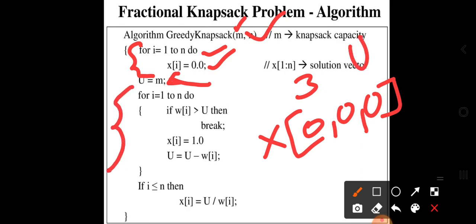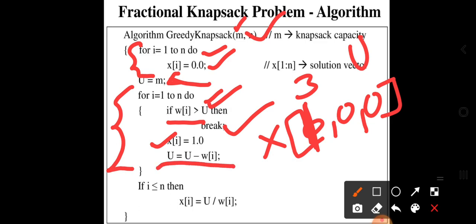Here we start another for loop for n objects. The weight of each object is compared with the knapsack capacity. If the weight of the object is greater than the remaining capacity, then we can't add that object into the knapsack, so we break. Otherwise, if the weight of that object is less than the capacity, we add that object into the solution vector and make it 1. Then we subtract the weight of that object from the knapsack capacity and update it. This continues for n objects.